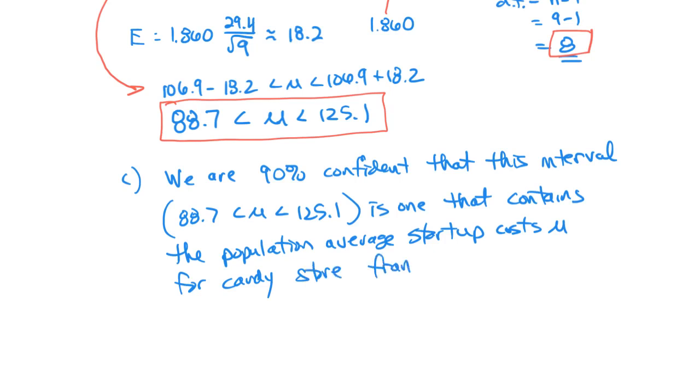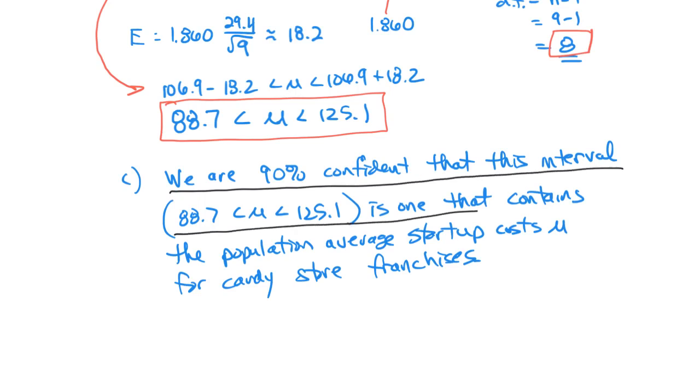So a lot of times the easiest way to figure out what to say here is just use what the book's question says. But look what's the same every time. We are 90% confident that this interval is one that contains, and basically we're going to say mu, but in the wording of the problem. So there are some consistencies here. If you use those consistencies, a lot of times it makes it easier to understand how the problems work.